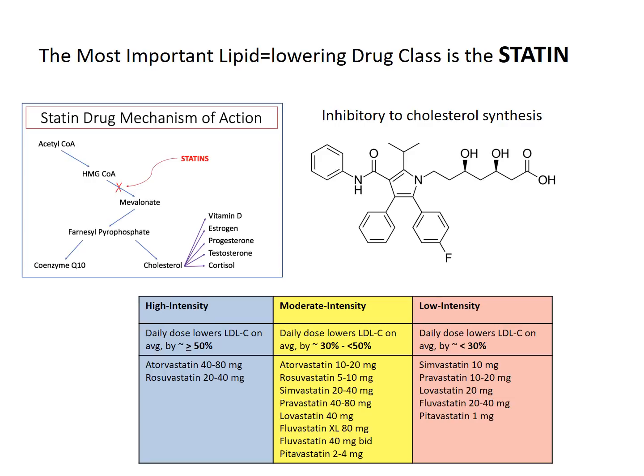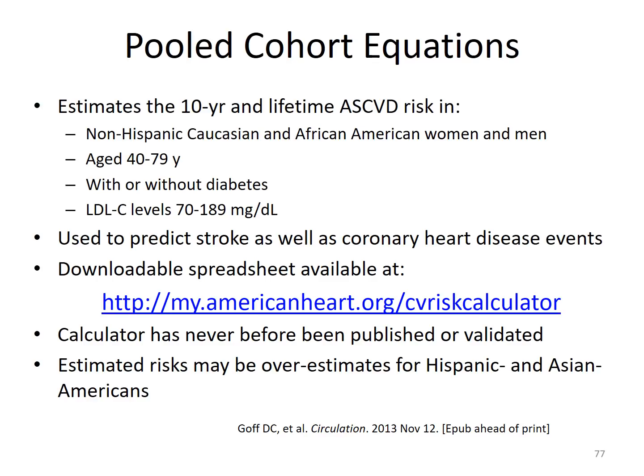Well, how do you determine if somebody needs a statin? And then if they need a statin, should it be high, moderate, or low intensity? That's all based on what's called the ASCVD risk. And the ASCVD risk is a risk factor calculator that you place in all the patient's risk factors, and then it gives you their risk of having a serious cardiovascular event in the next 10 years.